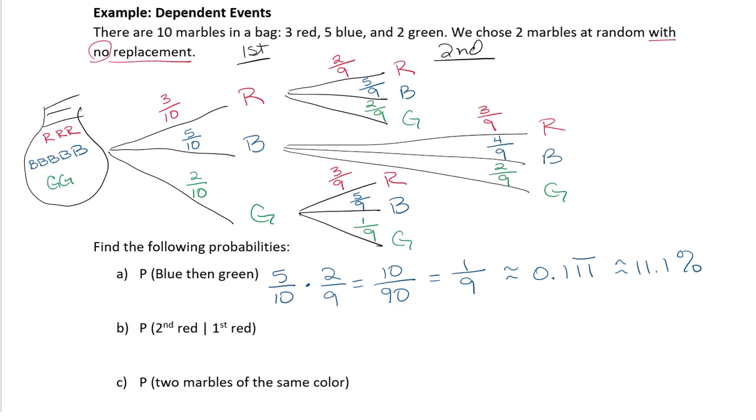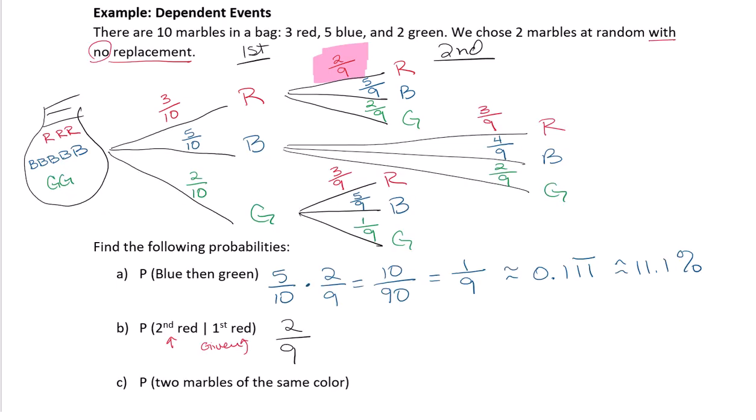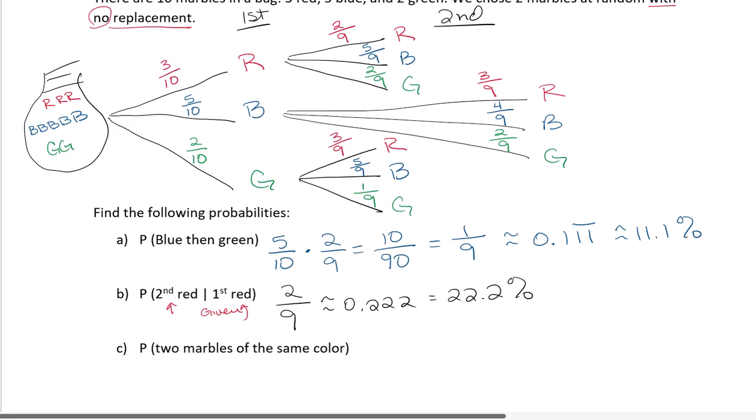For the second question, they're asking us what's the probability that our second draw is red, but given that our first one was red. So we're only asking for the probability of this one marble, given that the first one was red. Well, if the first one was red, that means that we are along this branch here. And if we already picked out a red one, then there is a 2 out of 9 chance that our second marble would also be red. And again, that's approximately 0.222 or 22.2%.